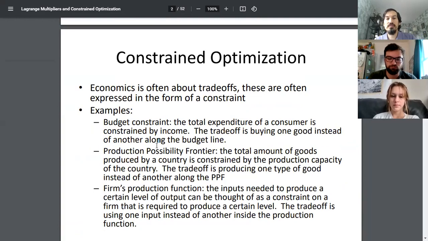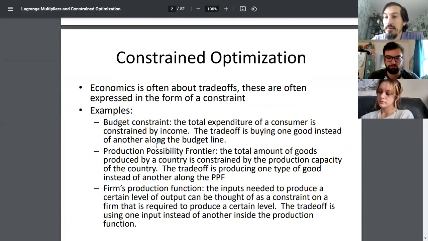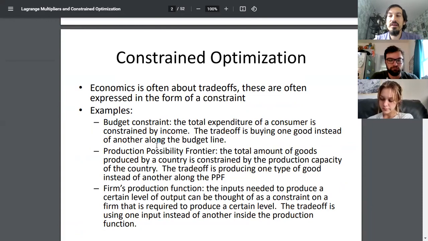Okay, first let's talk about constrained optimization. And I've already spoken about trade-offs, that I can only have so much X or so much Y, and I have to choose between them. That's already speaking of it in terms of a constraint. If I get some X, I have to give up some Y. Let's talk about examples of a constraint.